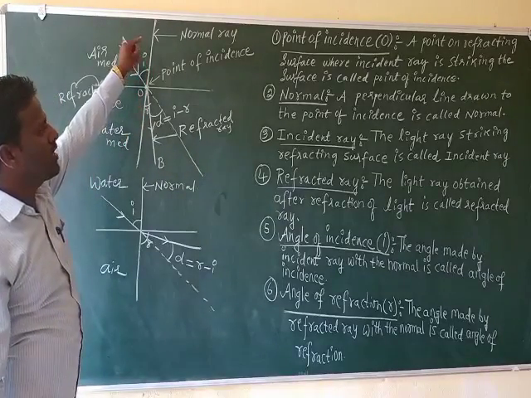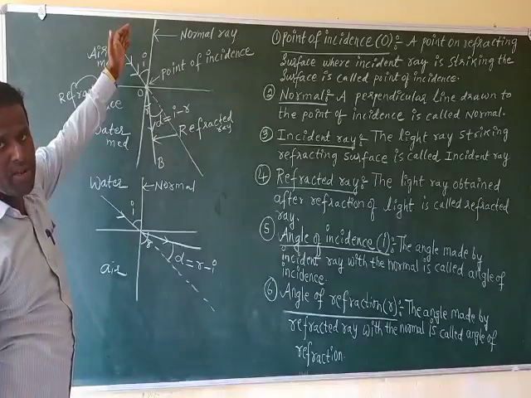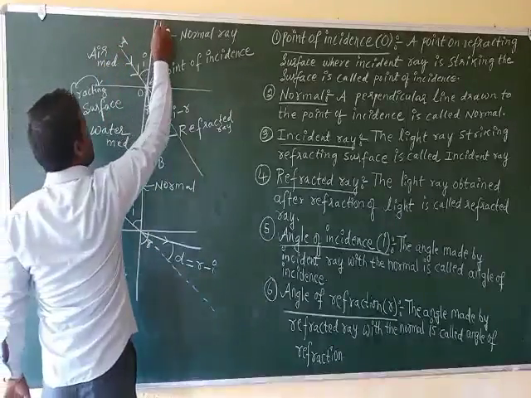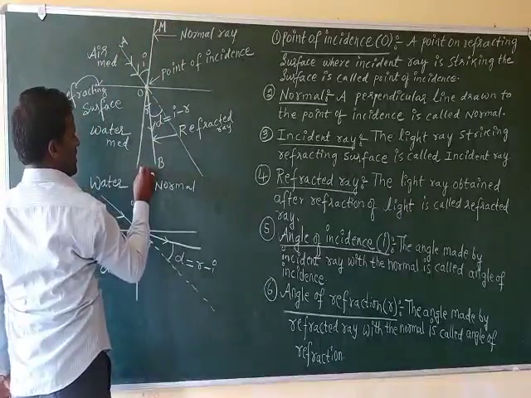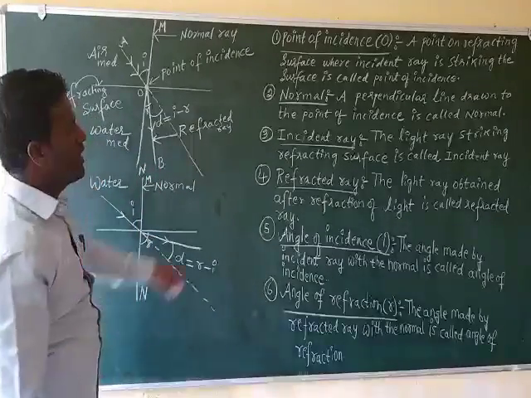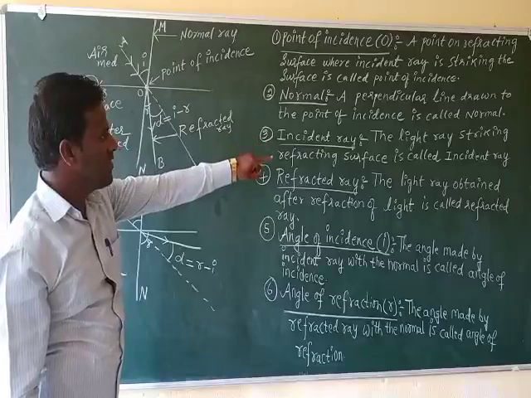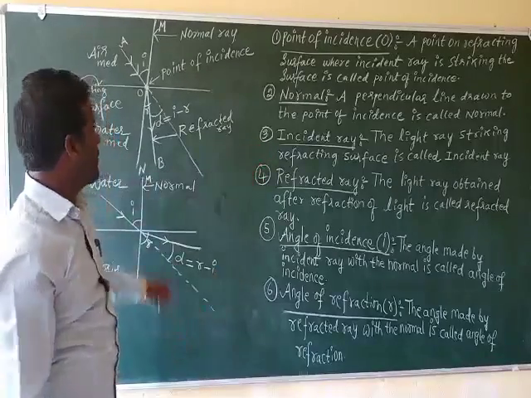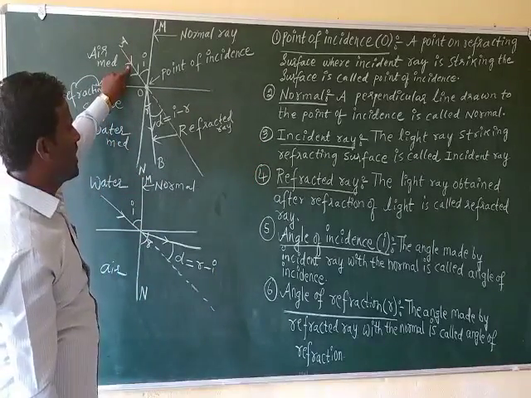Normal is usually denoted by the symbol MN. This is M, this is N. So the incident ray is the light ray striking the refracting surface. This is the incident ray, AO.